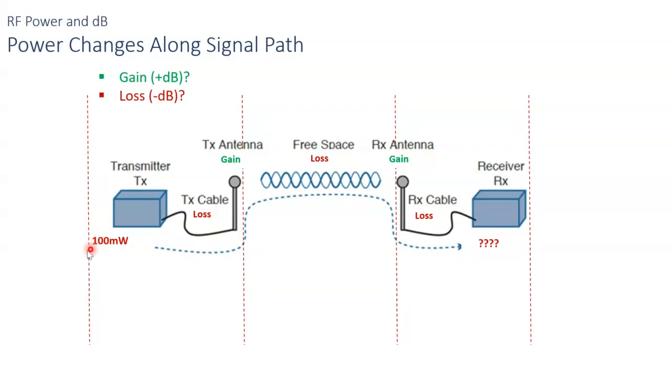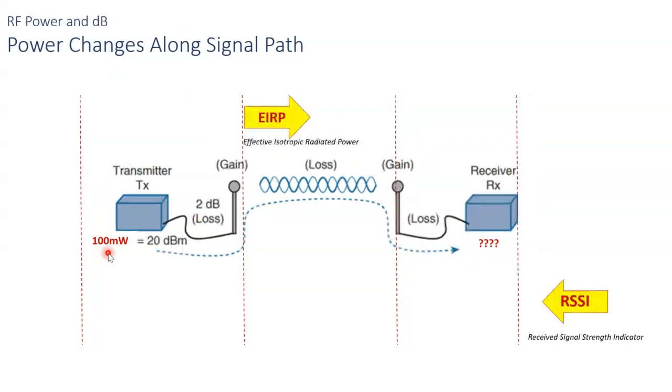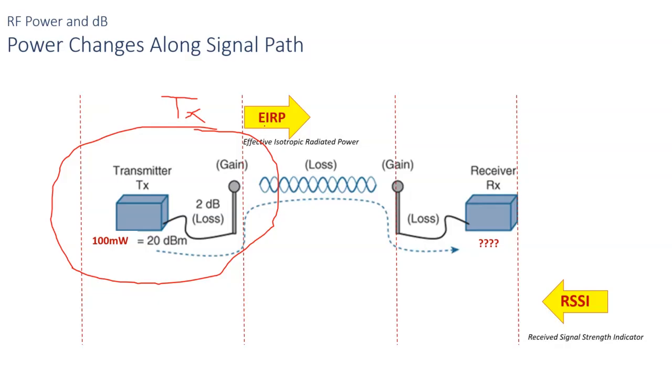So, how much is the power in transmitter? 100 milliwatt. I need to calculate the EIRP. What is the EIRP? Effective isotropic radiated power. This part is only related to the transmitter. I will calculate the gains and losses for the transmitter part only. Effective isotropic radiated power, the power radiated from the antenna. And this is related to transmitter only.